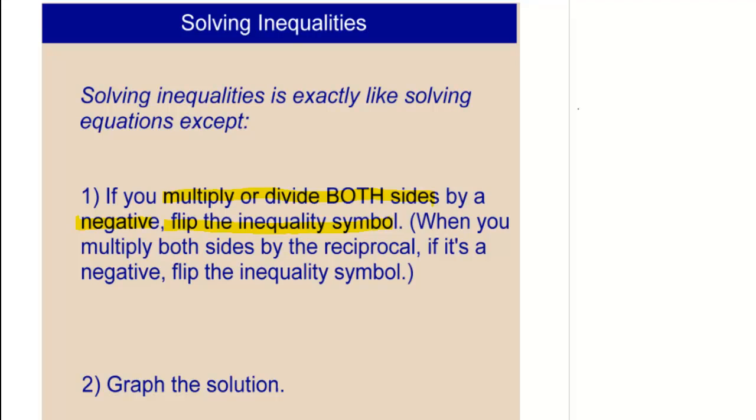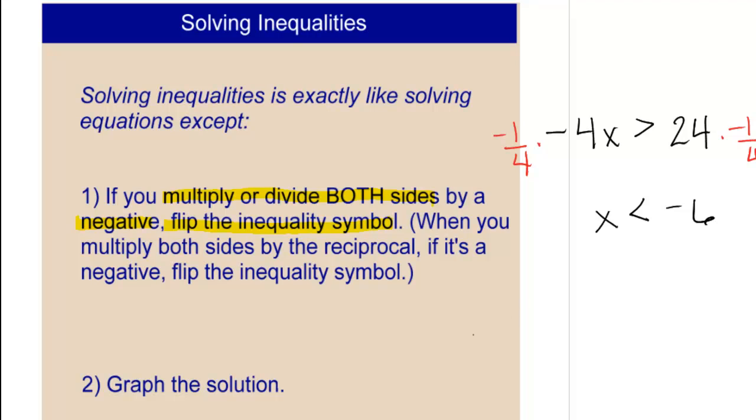So when you get to a step like this, where you have, say, negative 4x is greater than 24, we're going to multiply both sides by negative 1/4 to get the x by itself. So what we have to do at this point is flip our inequality. So it's going to change from greater than to less than, and we end up with x is less than negative 6.